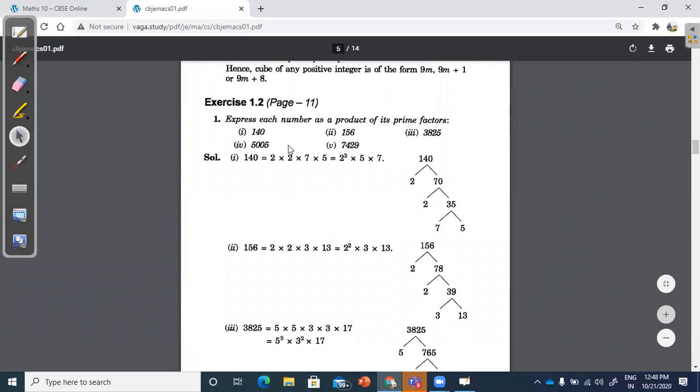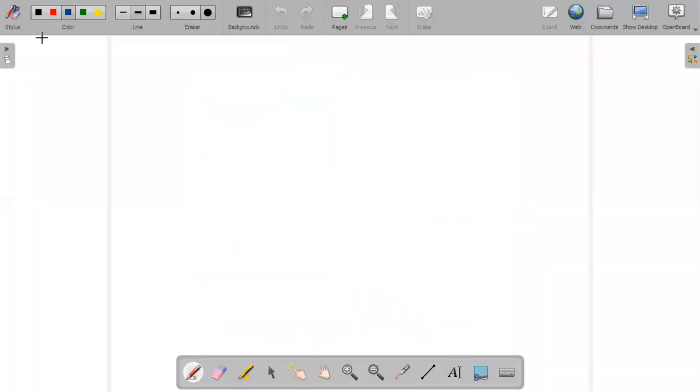So 1.2, the first question is a very simple question. Express each number as a product of its prime factors. So you've done the prime factorization method. It's nothing different. What you need to do is find out the factors of the numbers given. For example, the first question, find out the factors of 140. So you have done the factors by the prime factorization method.